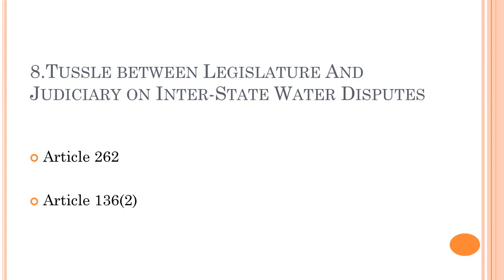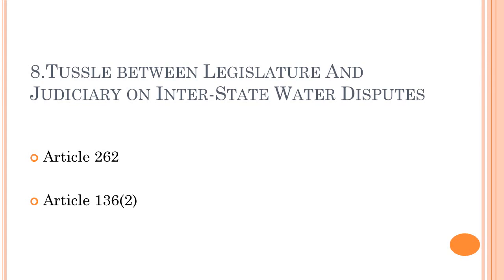So 262 is imparting powers to legislature, whereas 136 is imparting powers to judiciary by special leave petitions. We'll talk about special leave petitions. Article 262 says that Parliament may by law provide for adjudication of interstate water disputes, and that no court shall exercise jurisdiction in such disputes. It explicitly says that no court shall exercise jurisdiction in such dispute. But remember one thing, whenever you read Laxmikanth, you will read one special power of the Supreme Court, that is special leave petition.